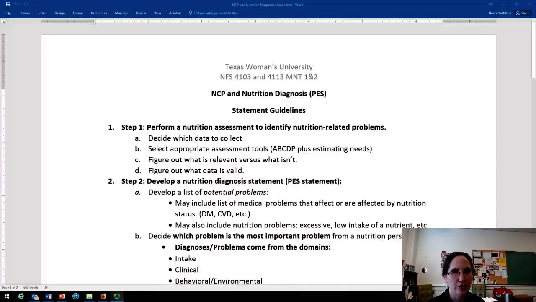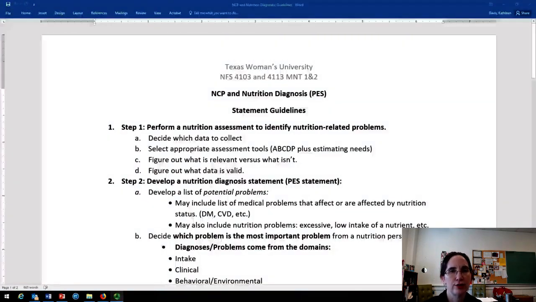Recall that you can go back to your notes for nutrition assessment, NFS 3201. In addition, I've posted a sheet giving you a summary of the nutrition care process and the guidelines to use when developing nutrition diagnoses or PES statements. In addition to this resource, there are tutorials available that you can access in the online ENCPT. Let's first talk about the reference sheet. I'm going to briefly walk you through it.